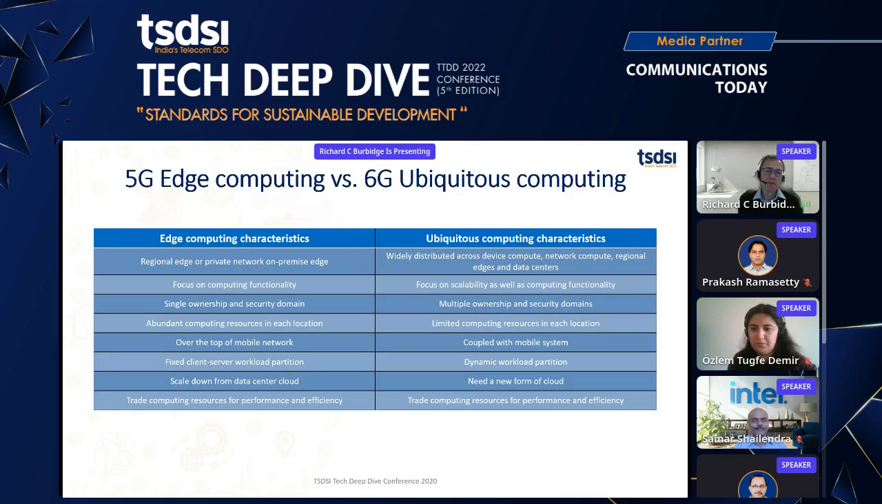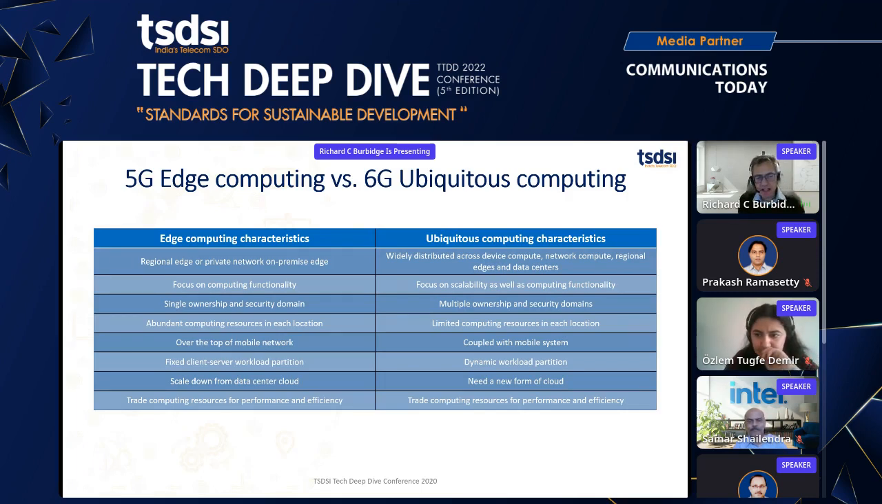Okay, if we go to the next slide, I think it's actually a very reasonable question for someone to ask: what is the difference between what we can enable today with 5G edge computing versus what might be available tomorrow with this vision of 6G ubiquitous computing? To address this question, we have here a comparison table to highlight some of the differences. 5G edge computing is typically deployed as a regional edge data center or may be deployed as a private network on-premises edge. It focuses on realizing the computing functionality, whereas the 6G wide area cloud aims at achieving widely distributed computing across the device, the network, the edge, and the centralized data centers. And scalability here is a foremost consideration.